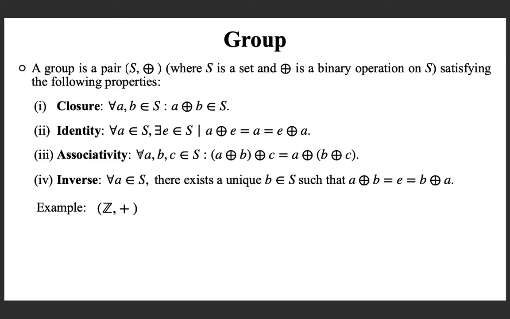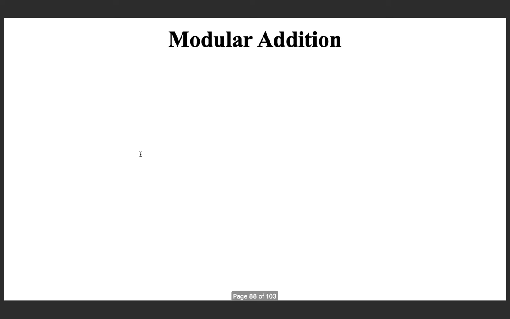And now there is an inverse also. What is the inverse? For every A, the inverse is minus A. A plus minus A is 0. And in addition to this, maybe this group is satisfying some extra properties like commutativity. That doesn't matter.